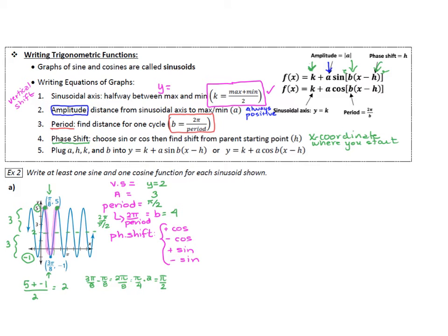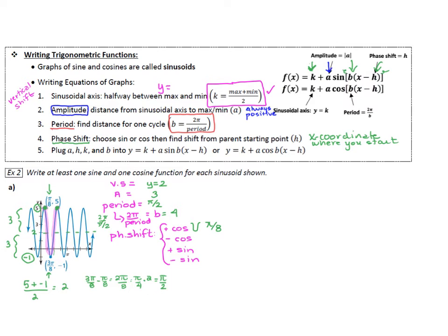Now we're going to start off on the phase shift, because everything else is going to be the same. So I noticed that my positive cosine, remember, a cosine starts high and ends high. So this one is the one that's already outlined. That one is going to start at pi over 8.